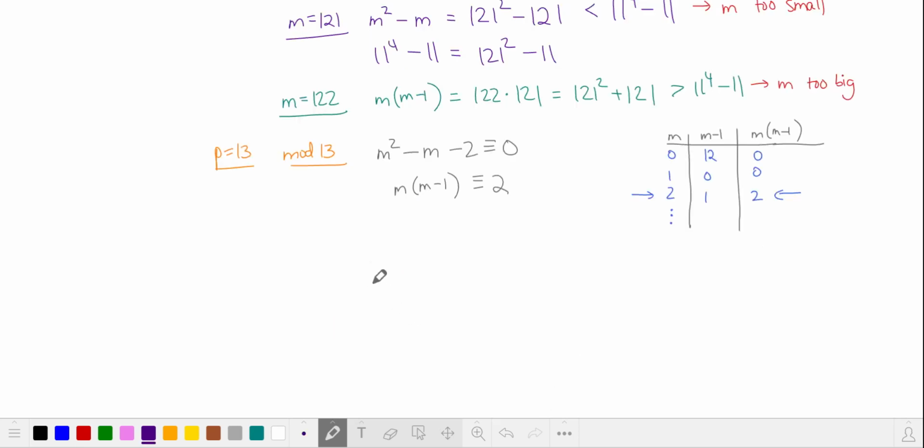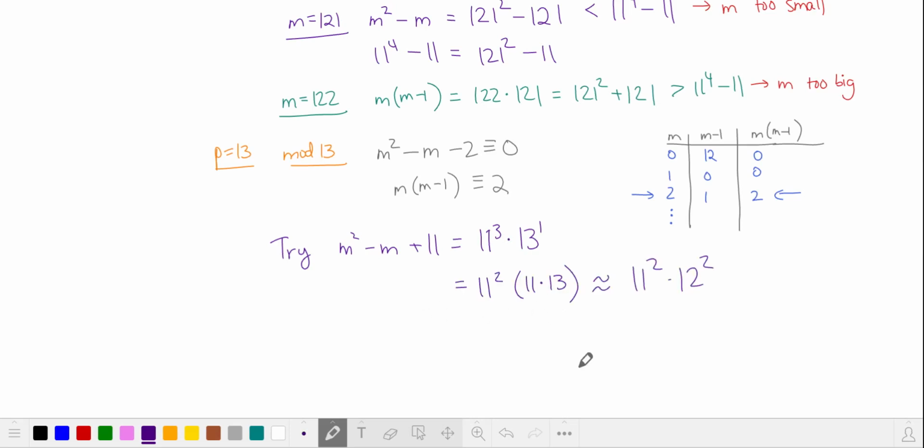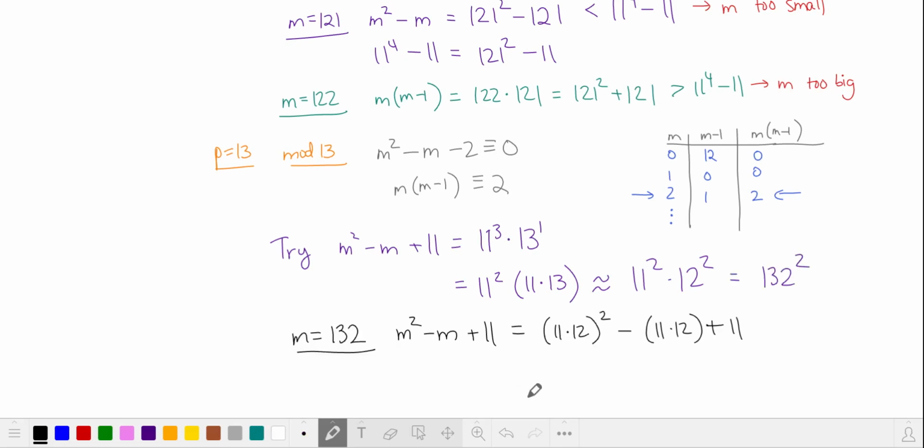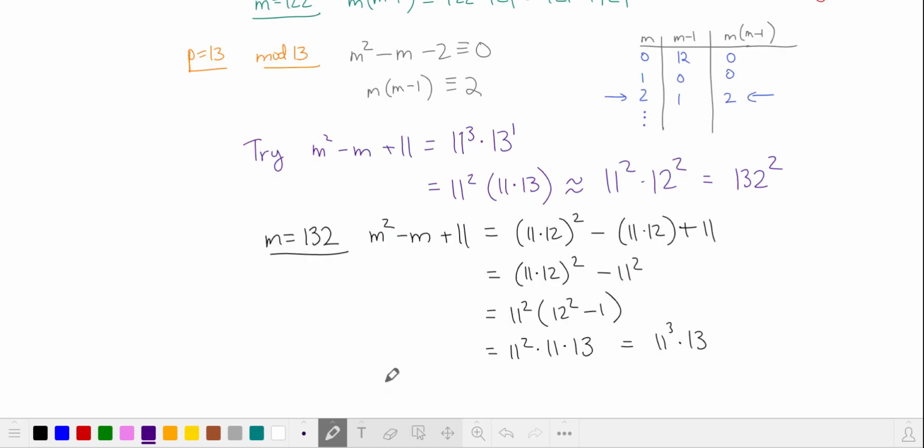Since we want to minimize this expression, let's try the product of 3 11s and 1 13. Trying to ballpark our integer value of n, let's try m equals 132. Substituting in our expression, factoring, we see that m is an integer solution and gives us the product of 4 primes. So our answer is 132.